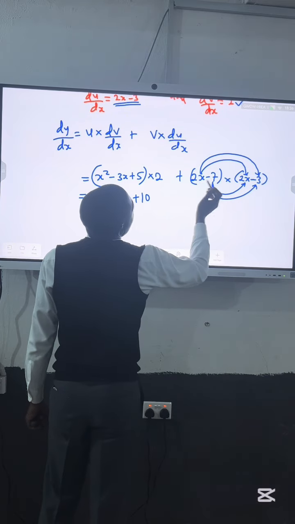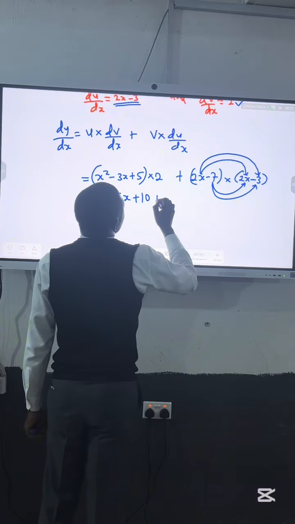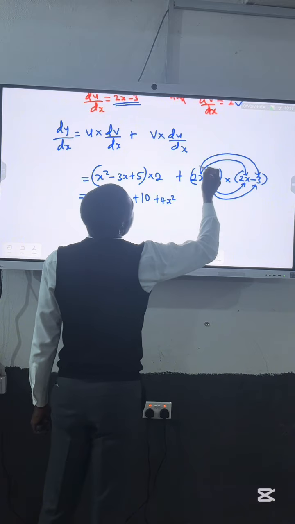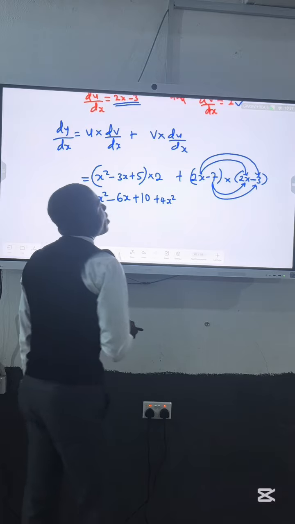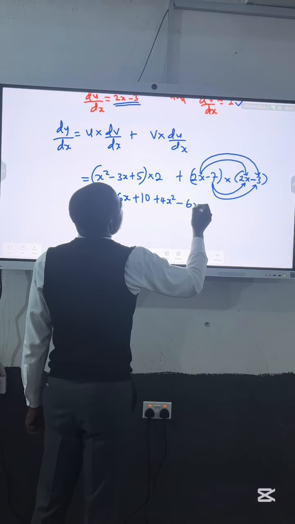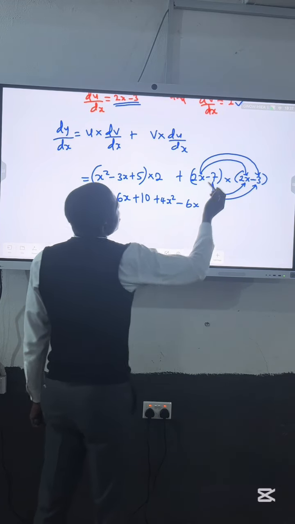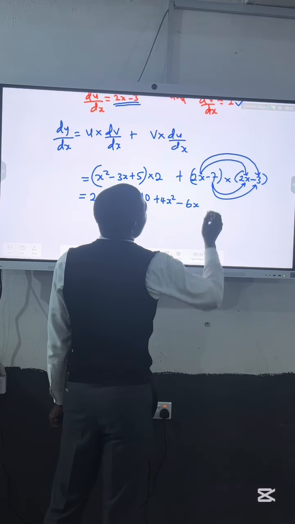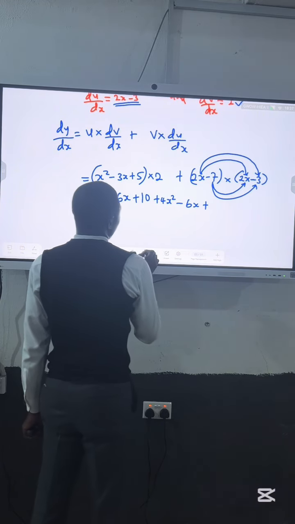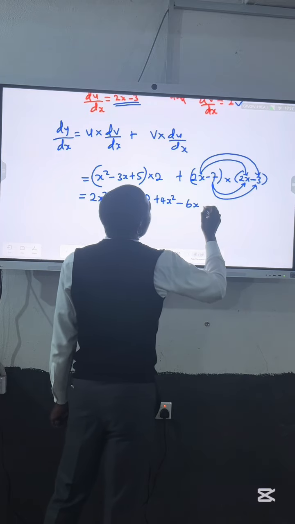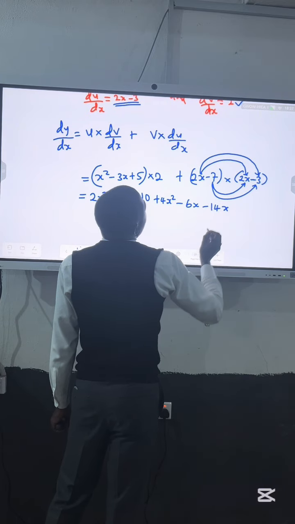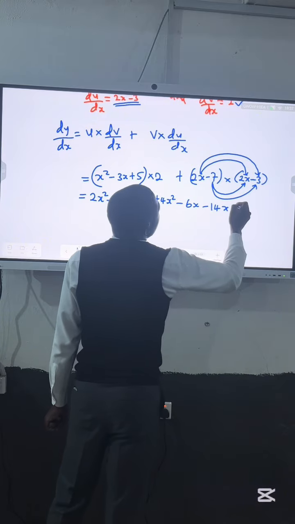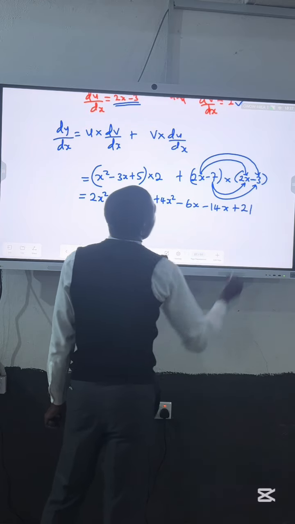Alright, so 2x travels to multiply by 2x, you get a 4x squared. After that, 2x travels to multiply by negative 3, you get negative 6x. After that, negative 7 multiplied by 2x, you get negative 14x. Then finally, negative 7 multiplied by negative 3, you get a plus 21.